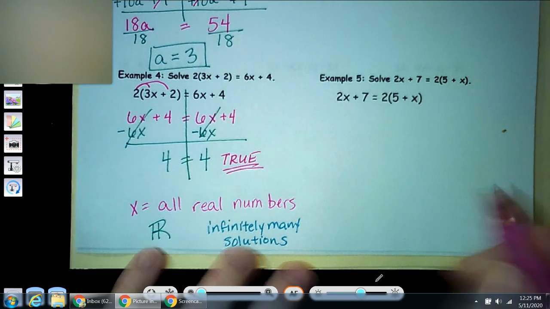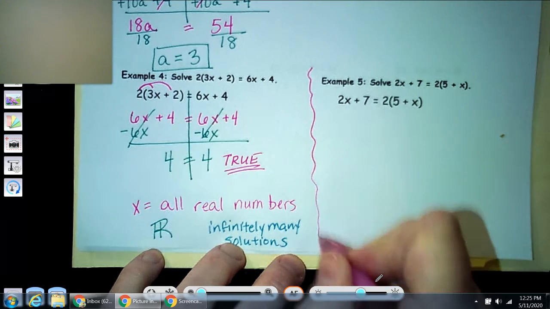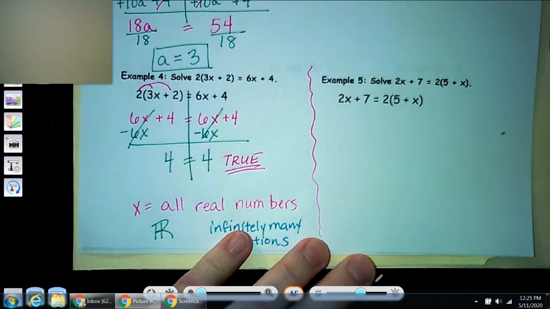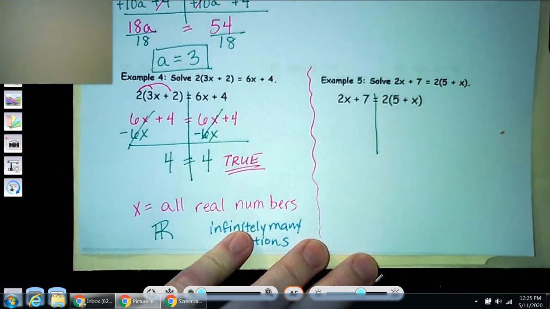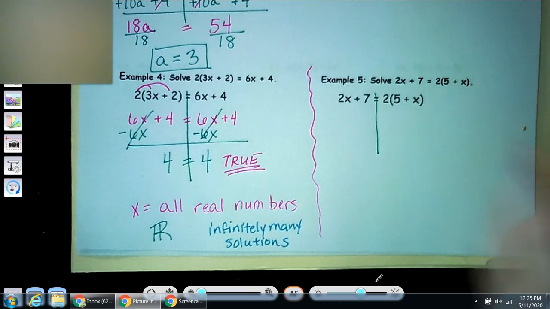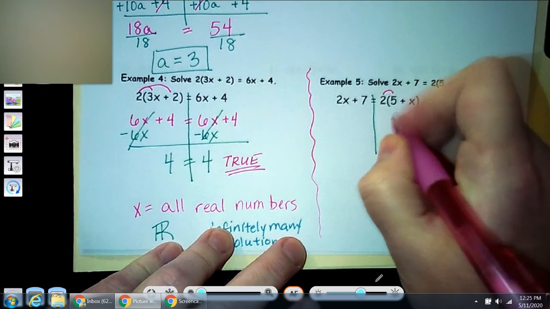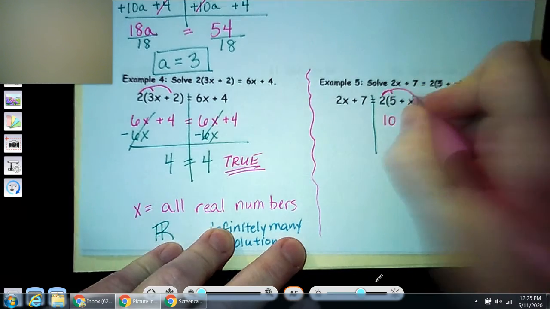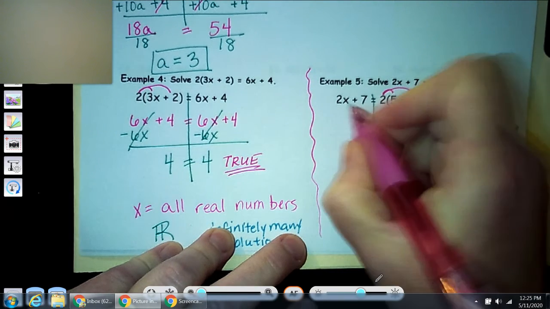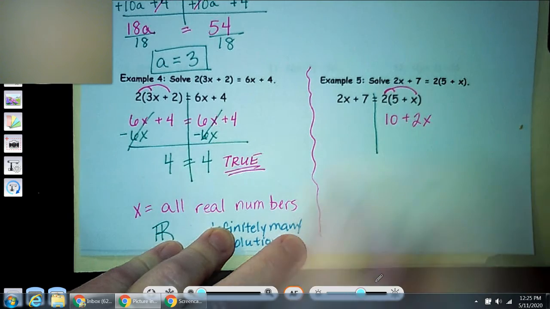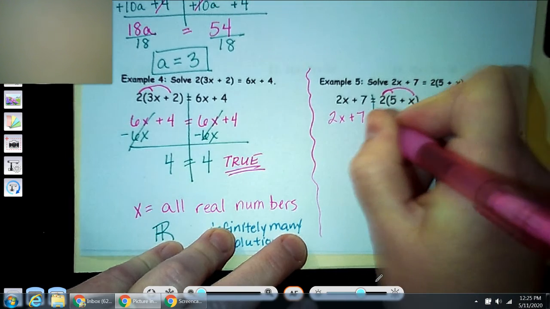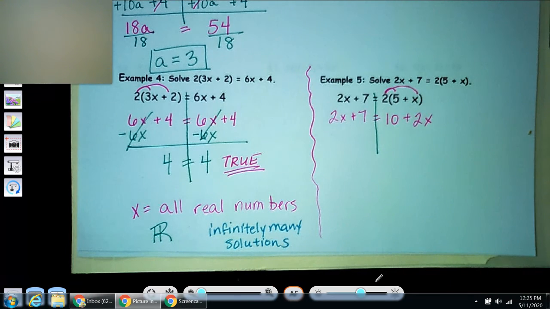Let's take a look at example 5. Okay. I'm going to start off the same way. I'm going to distribute, this time on the right side because I need to simplify the right side to get rid of the parentheses. Okay, 2 times 5 is 10. And then 2 times x is 2x, so that's going to be a plus 2x. On the left, there's nothing to simplify, so I'm just going to bring this down. 2x plus 7 equals 10 plus 2x.